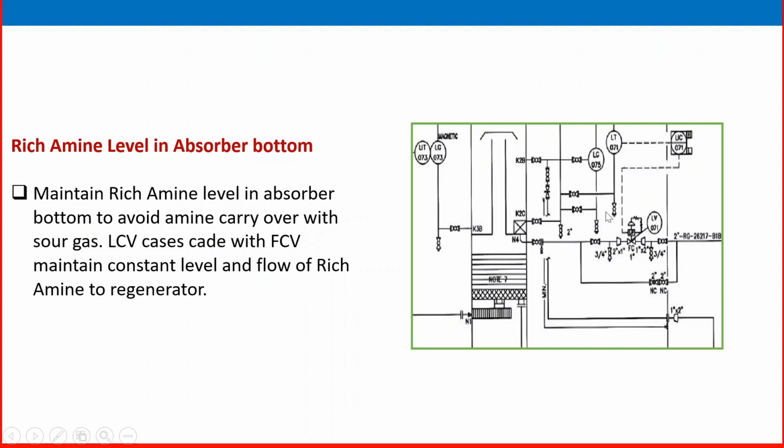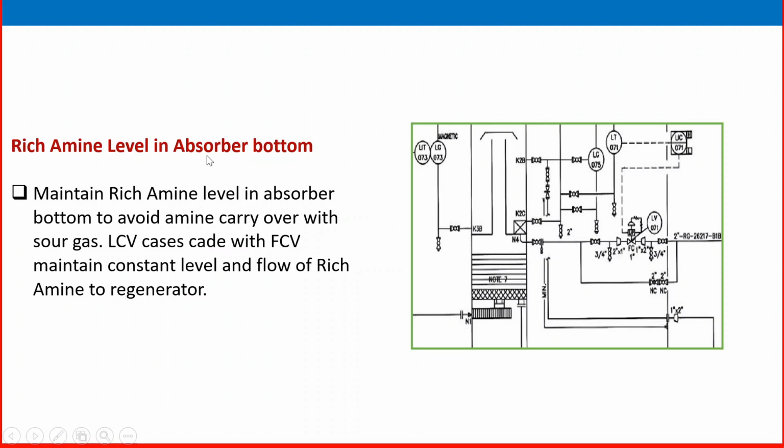Here also simply the LCV is shown. See the level transmitter, level indicator controller, and LV level control valve. But the text is explaining that this LV can cascade with the inlet FCV also. When the level is increasing too much, they can reduce the flow. When the level is decreasing, they can increase the flow. So the level can cascade with the flow, or an independent level control system can work to maintain a proper level in the absorber bottom.